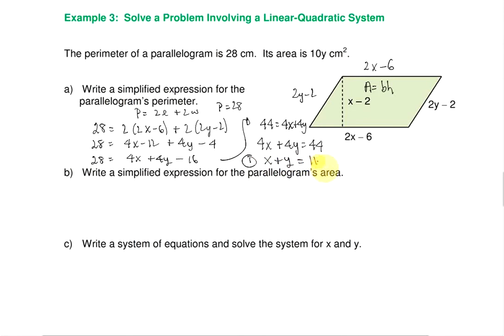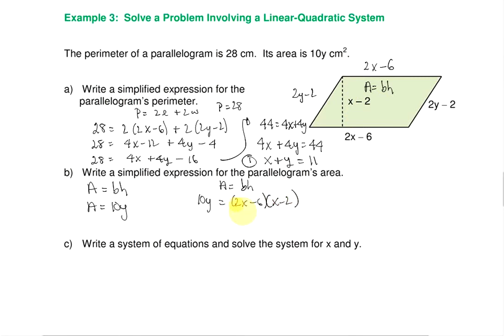Alright, so let's write an expression for the area of our parallelogram. We know that the formula is base times height, and the expression they gave us for the area is 10y. So if area is base times height, and I know that the area is 10y, and my base is 2x minus 6, and my height is x minus 2, right?